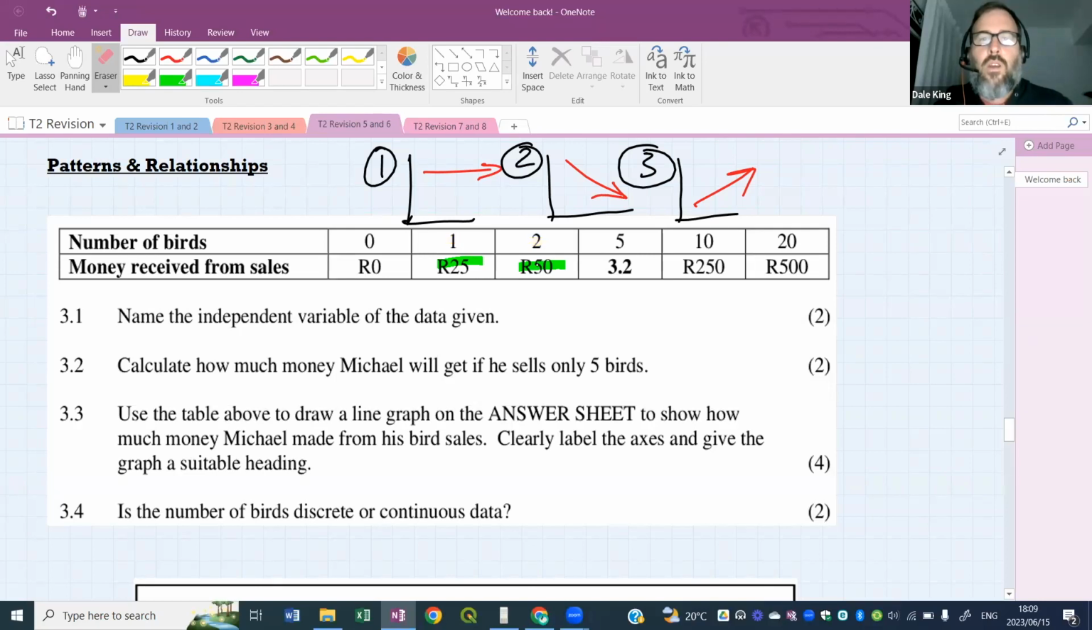Who can tell me what is the relationship expressed with graph number 2? What do we call that kind of linear relationship? If number 3 is proportional, what is number 2?